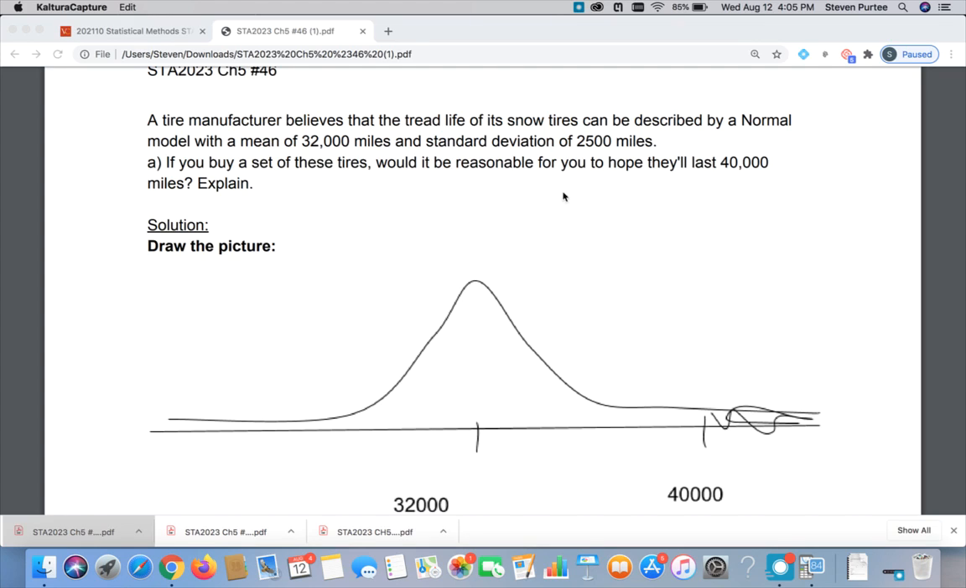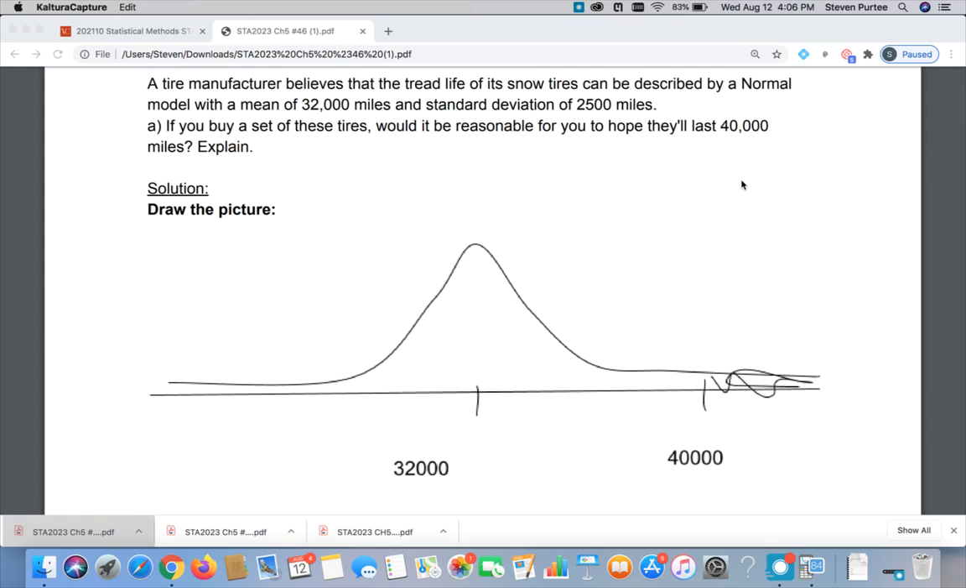So remember, with the normal model, I can never find the probability of hitting one number exactly. I always have to shade something. They just say hit 40,000. I have to shade something. If we are not told what to shade, always shade a tail. So I'm going to shade above 40,000, this little tiny tail here. Then we'll find the probability of being there or above.